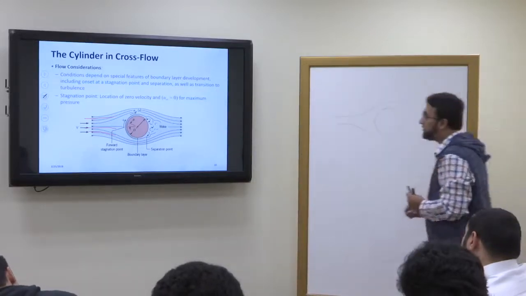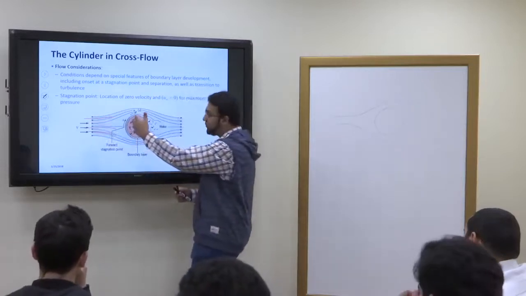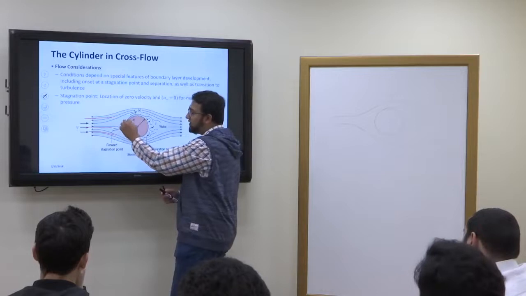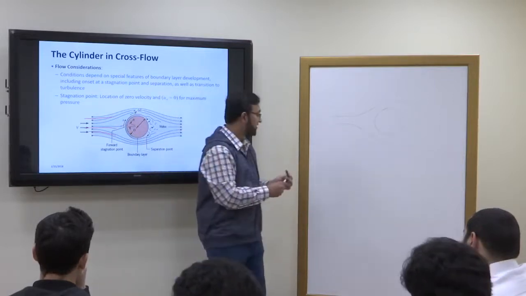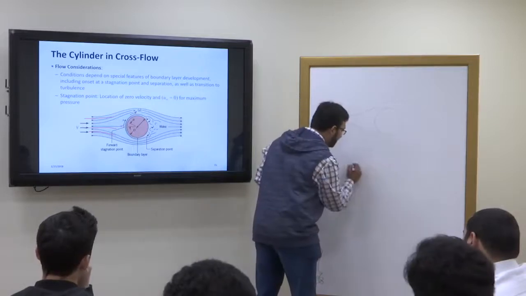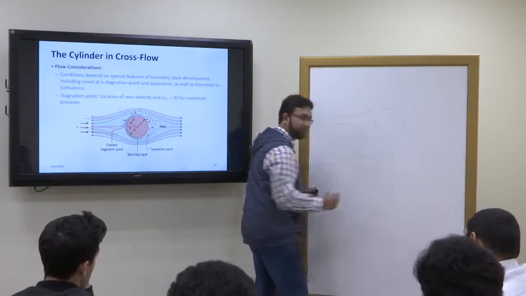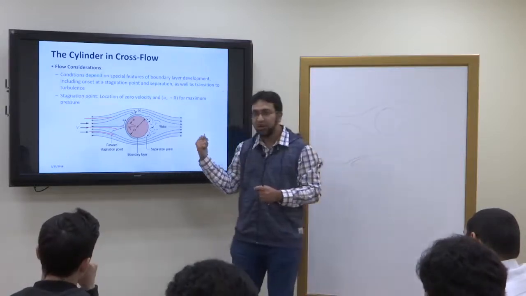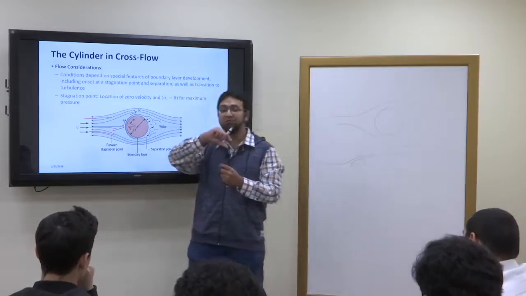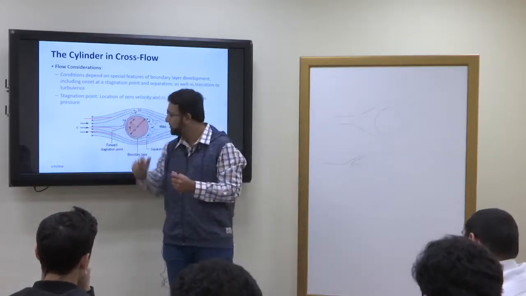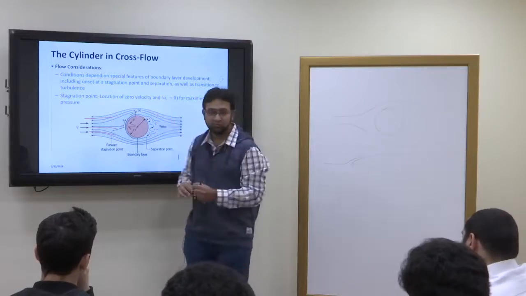So obviously, as the flow proceeds around the cylinder, a boundary layer will develop. Like in the case of the flat plate, where the flow went across it and a boundary layer developed, similarly here a boundary layer will develop, okay, and it will continue to grow.